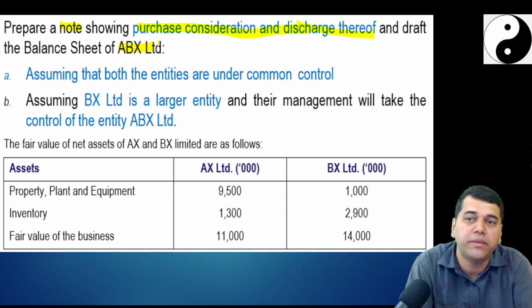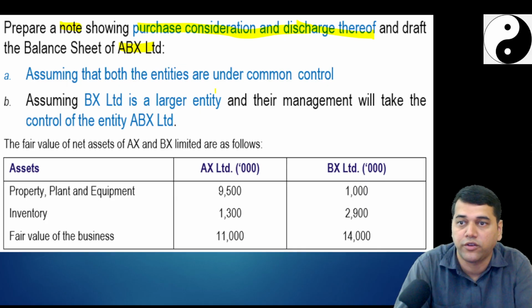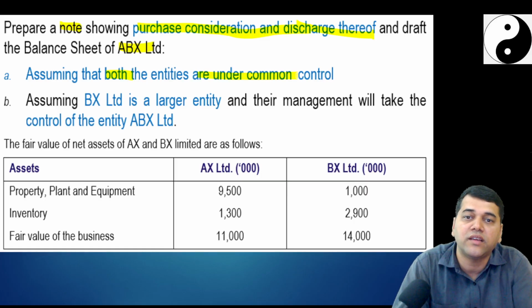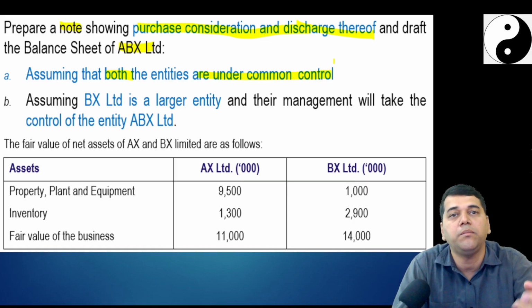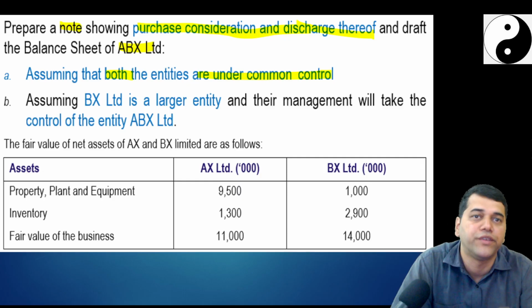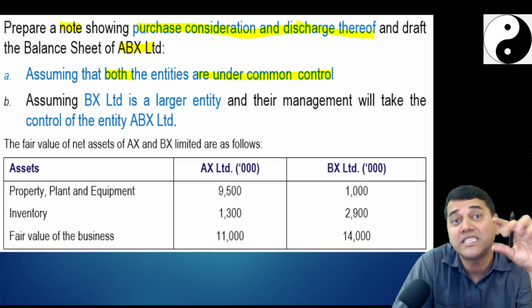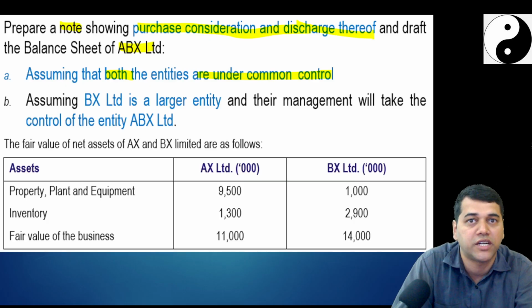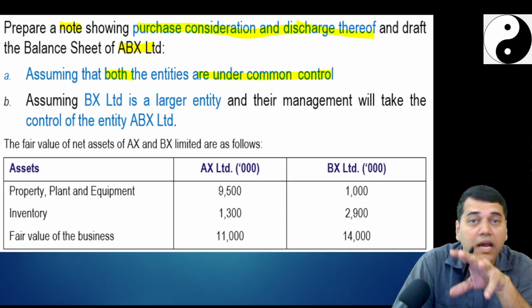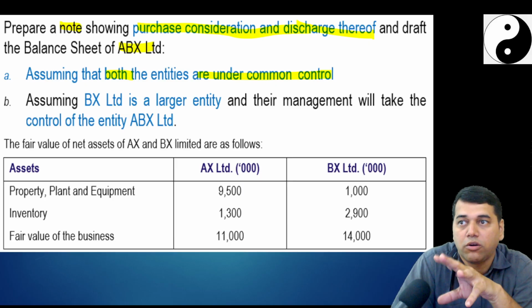Now they give you two scenarios. First, assuming both the entities are under common control, you have to treat it like a common control, pooling of interest method. Simple. We have already done that, but we did it as a restructure with the division, demerger and all. In this case, we are going to work on amalgamation with the common combination.